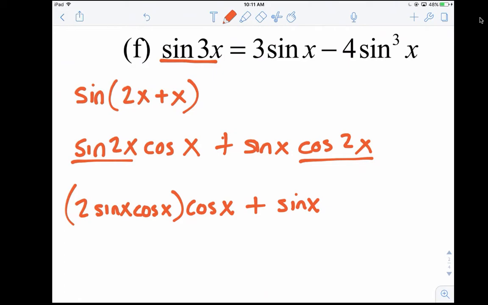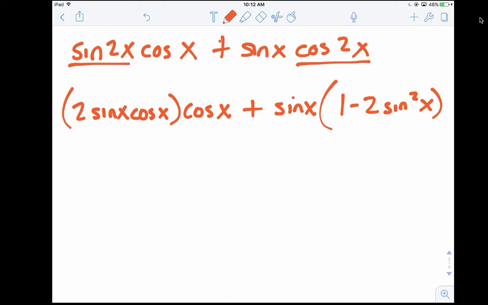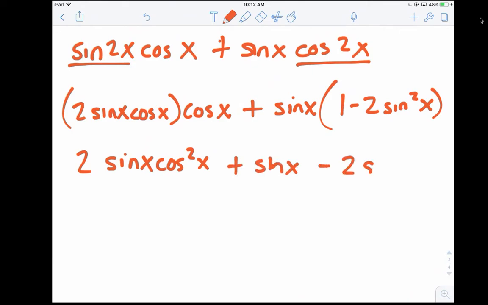Now again, you have options for these. Now if you look on the other side, they're all in terms of sine, so it's probably in your best interest to use the sine formula. The double angle identity for cosine that's in terms of sine would be 1 minus 2 sine squared. Okay, so now you got 2 sine cosine squared plus sine minus 2 sine to the third, if you just distribute through.